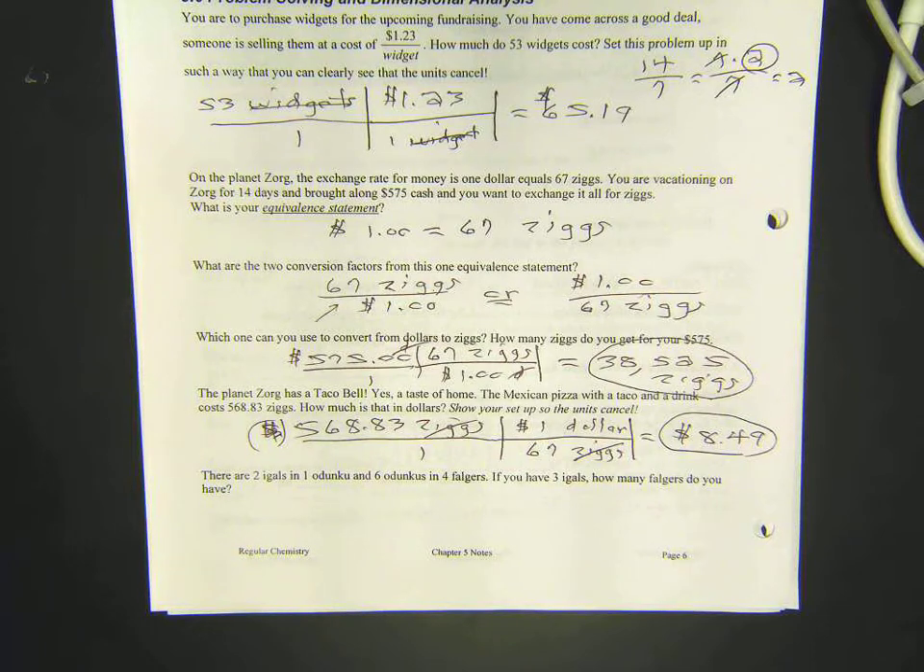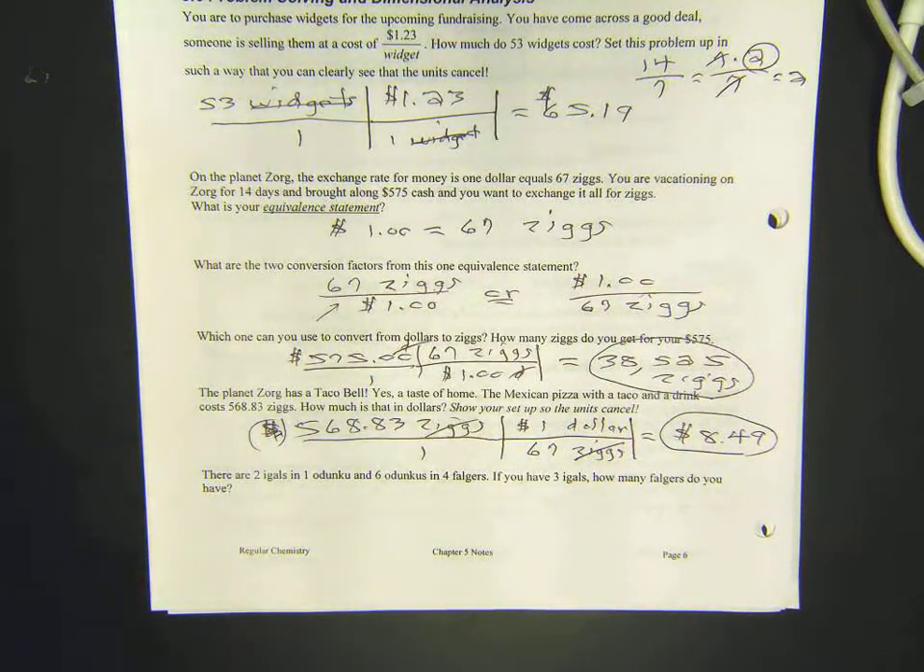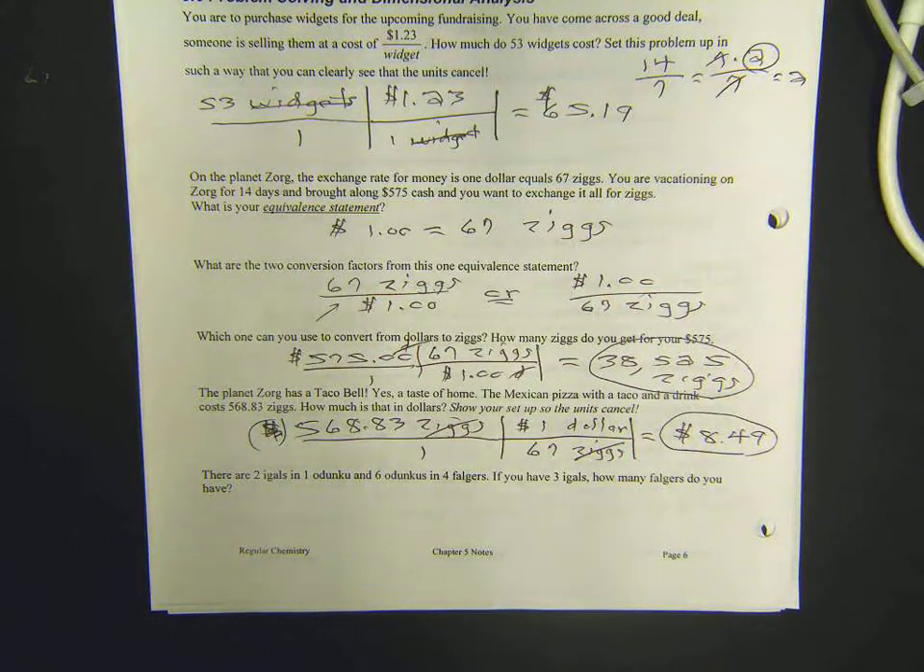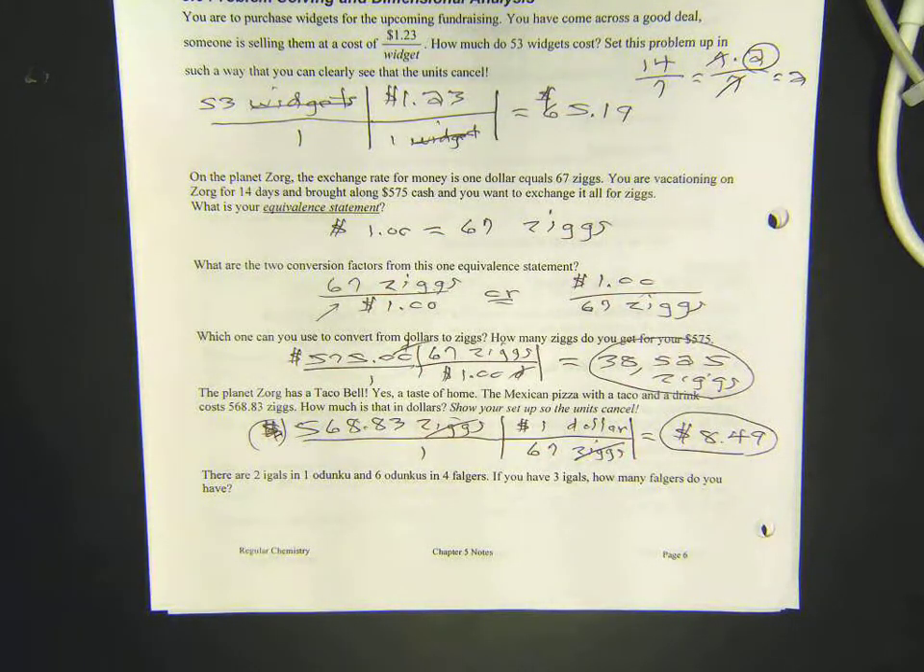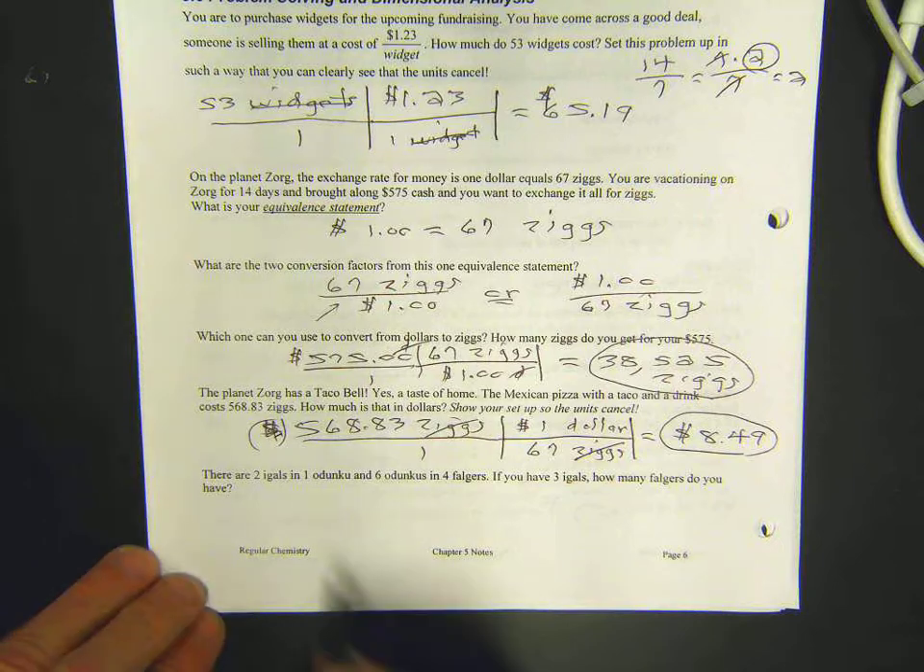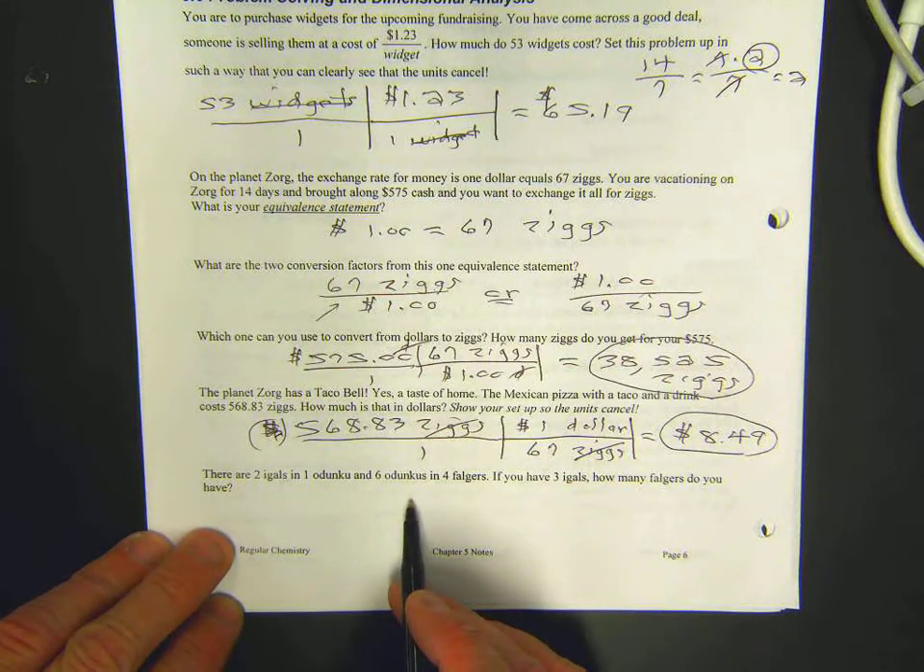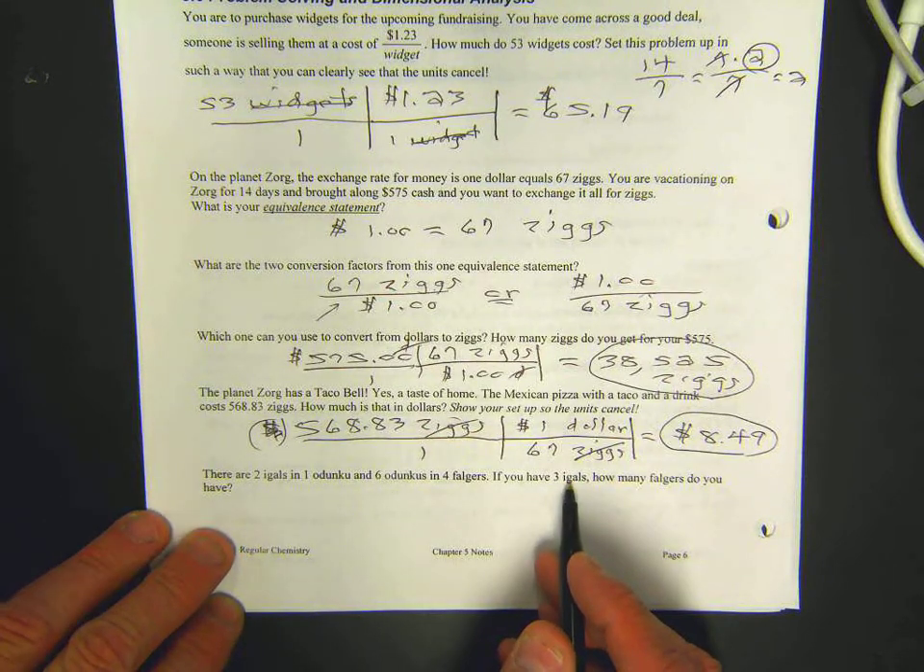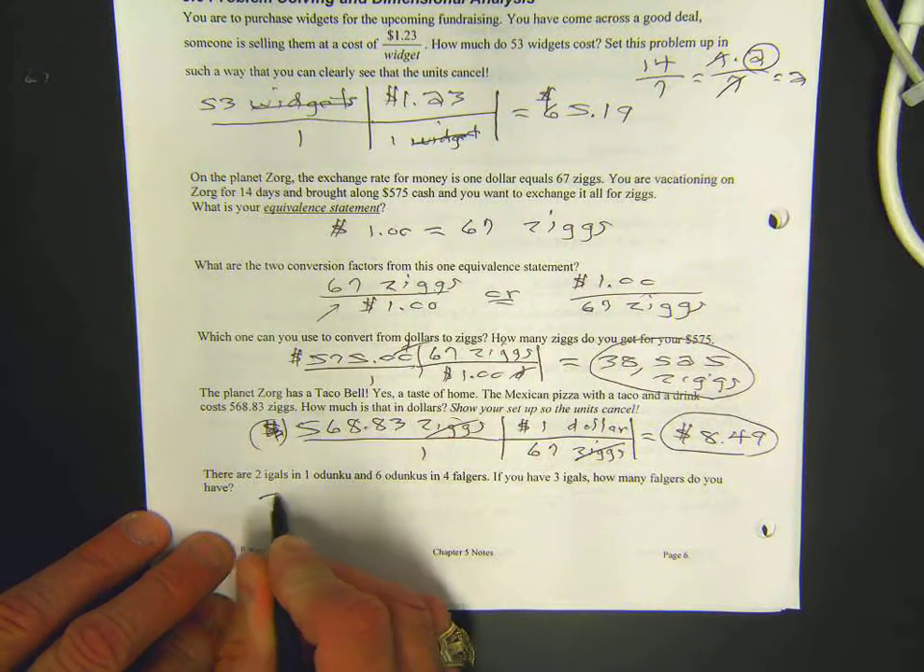All right. Now, let's look at the next one. There are 2 iGals in 1 odunku and 6 odunku in 4 Folgers. If you have 3 iGals, how many Folgers do you have? All right, so I'm going to start with 3 iGals.